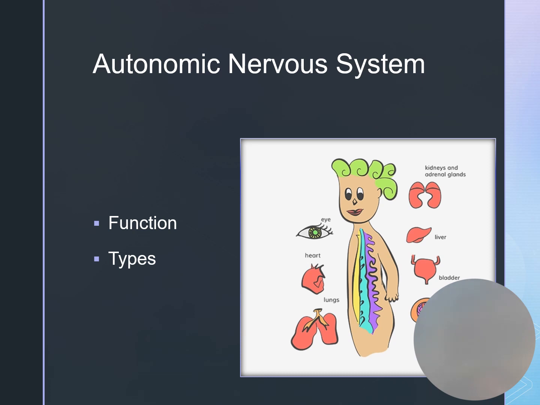The parasympathetic nervous system will conserve body energy. It slows down the heart rate, allows us to digest our food, allows us to eliminate body waste. And this is where we see the acetylcholine and acetylcholinesterase.